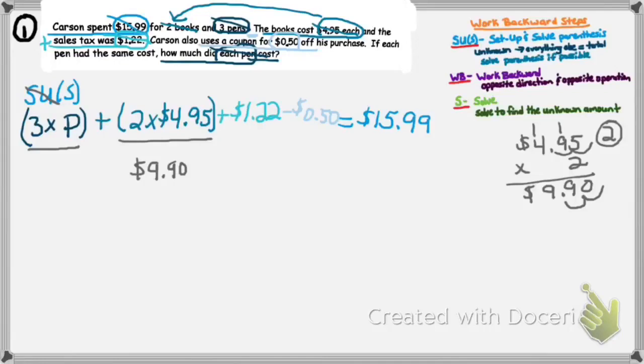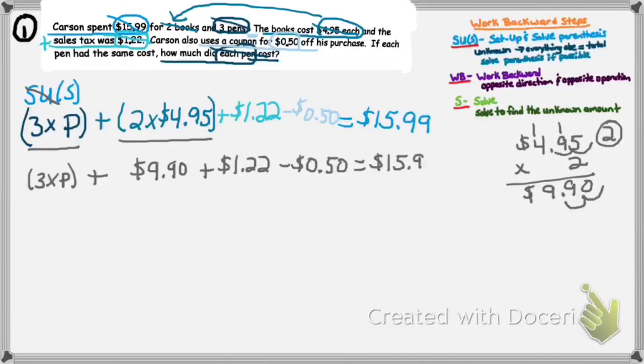So I've solved for all the parentheses that I could solve for. I'll bring everything else back down. So I'm going to say open parentheses 3 times P, which I couldn't solve for because I don't know what P is, plus, I already have the amount that that parentheses is worth, plus $1.22 minus $0.50 equals $15.99. So I have now solved my SUS step.